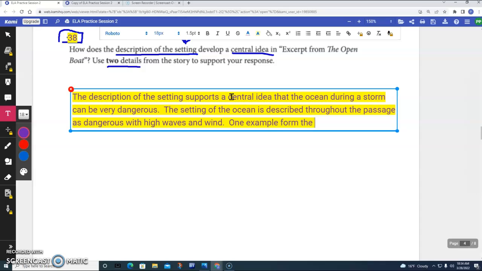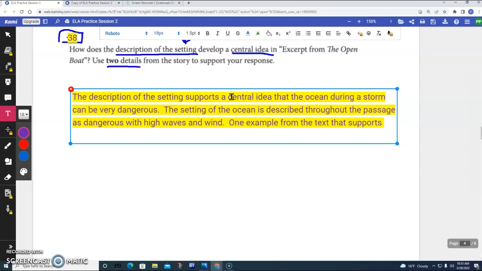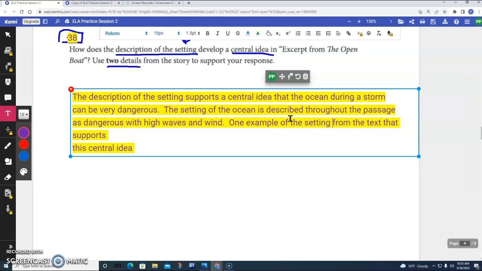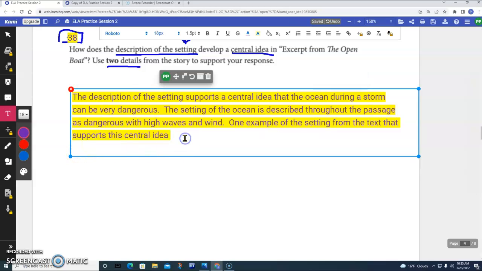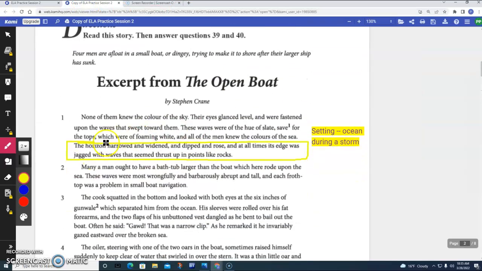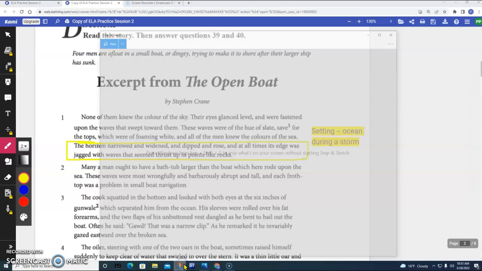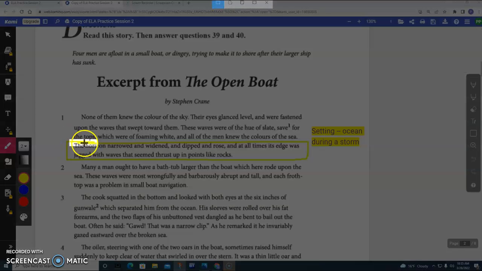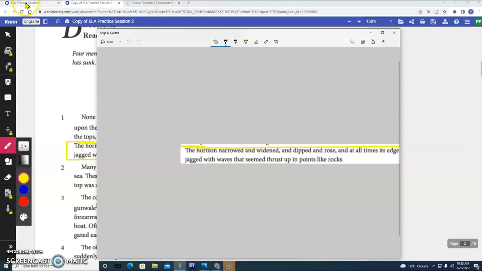One example from the text that supports this central idea, I'm going to add the setting. One example of the setting from the text that supports this central idea is, quote, and I'll go find my first section. The horizon narrowed and widened, dipped and rose. At all times its edge was jagged with waves that seemed to thrust up in points like rocks. I'm just going to cheat a little bit here and snip this to save time.